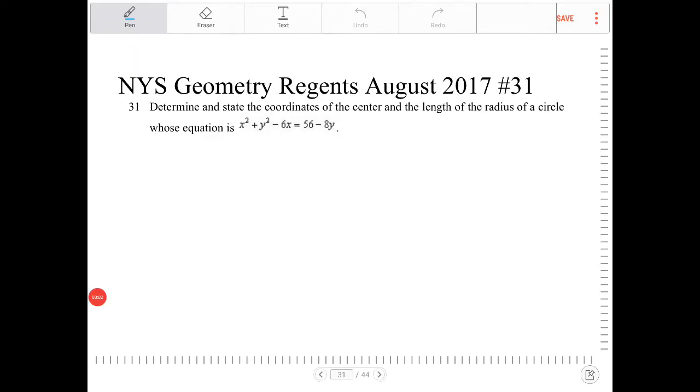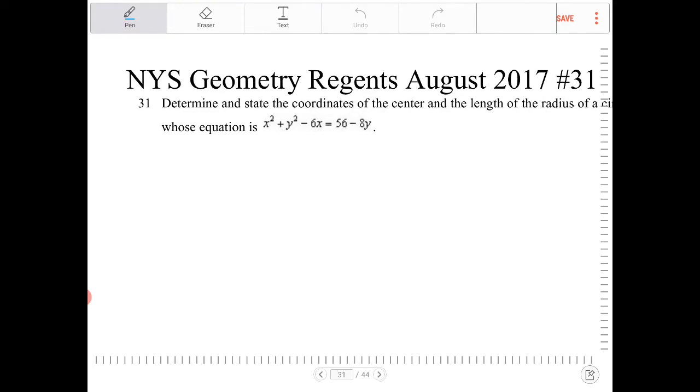Determine and state the coordinates of the center and the length of the radius of a circle whose equation is x squared plus y squared minus 6x equal to 56 minus 3y minus 8y. Okay, so the equation of a circle looks something like this.